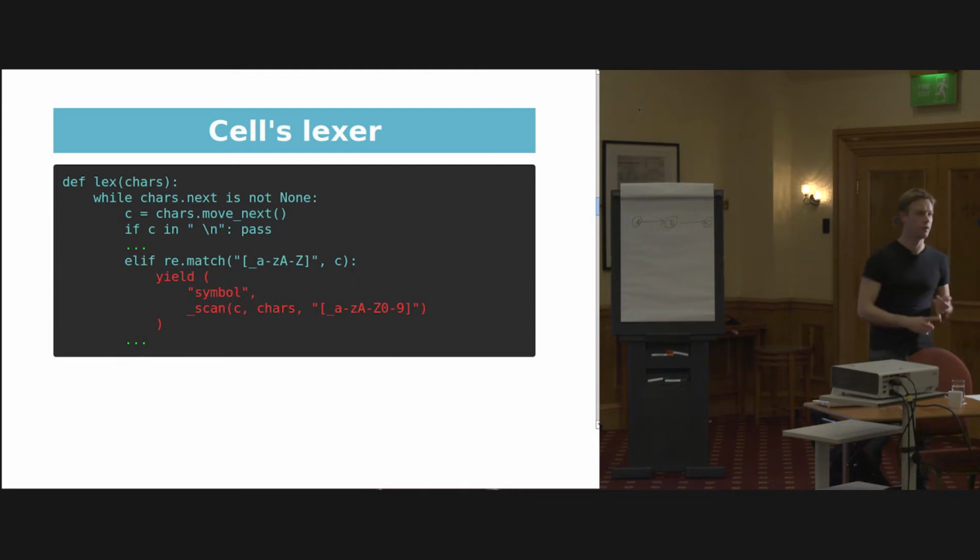As soon as we find an underscore or a letter, we know that this is a symbol, so we can yield it, but then we go and find the rest of the characters. And we actually call the same function that we just looked at that dealt with numbers, but this time the list of acceptable characters is different. So again, it just goes on until it gets to something that's not allowed in a symbol, and it's finished.